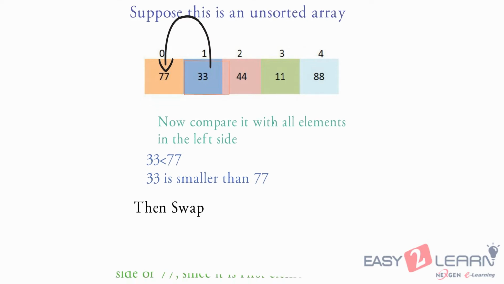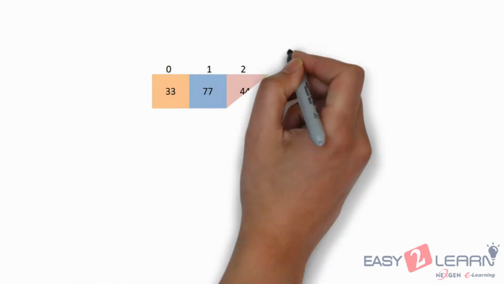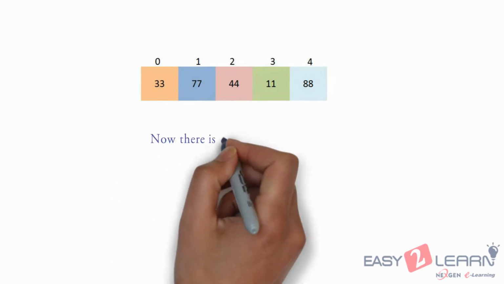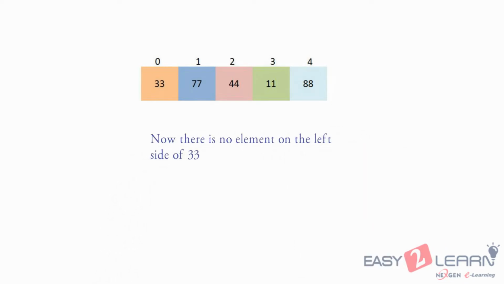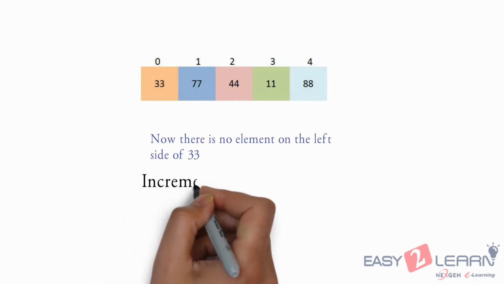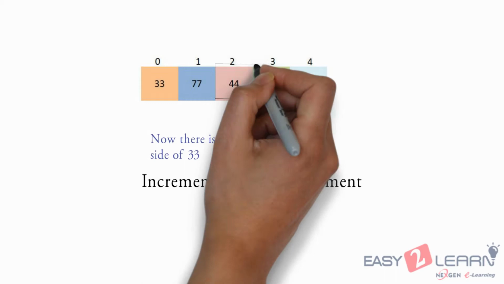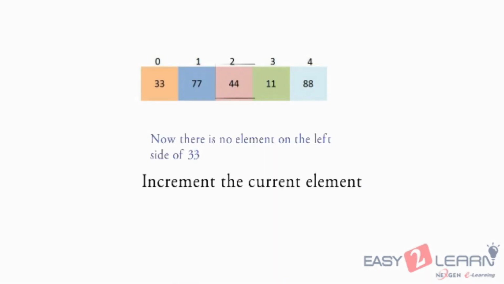So after swapping, here it is. Now there is no element on the left hand side of 33, so we need to increment the current element. Now we moved on to index 2.